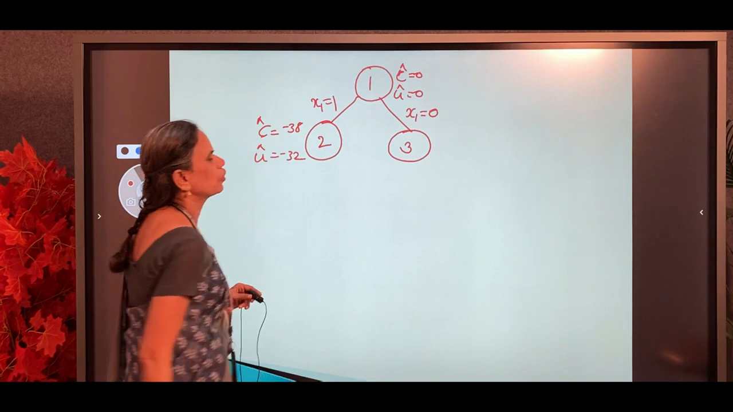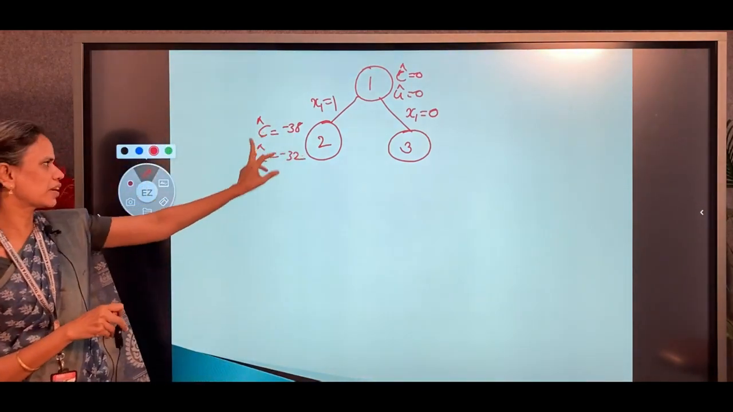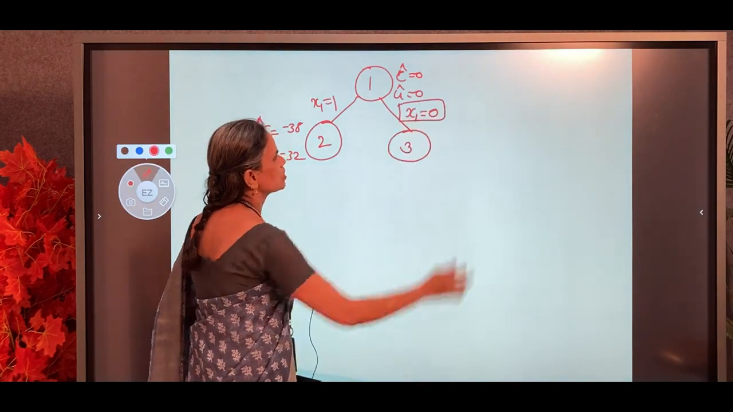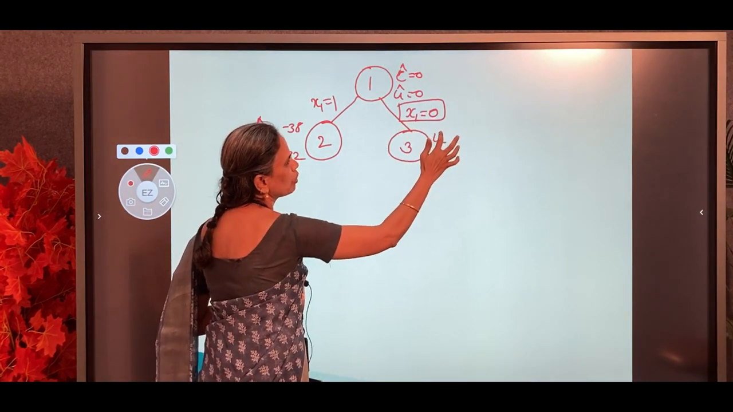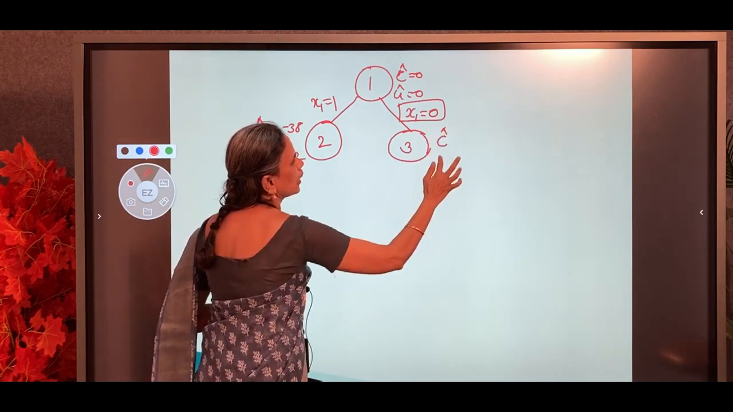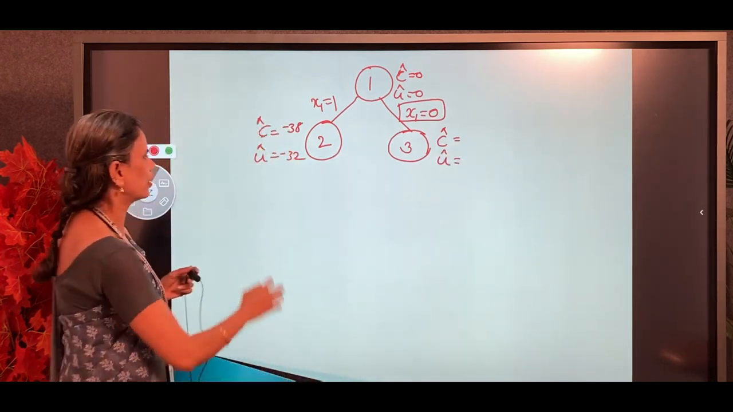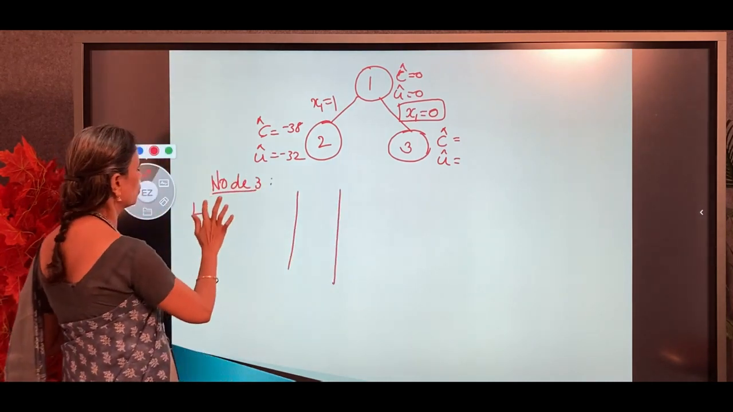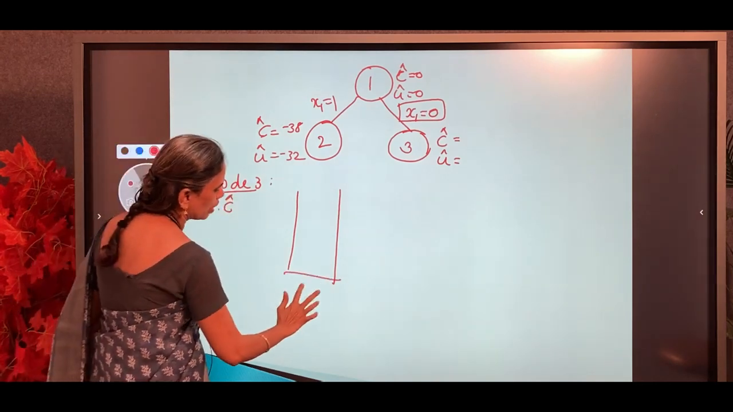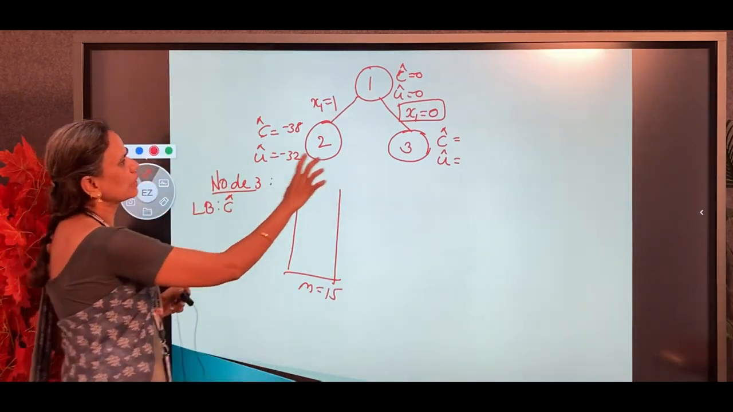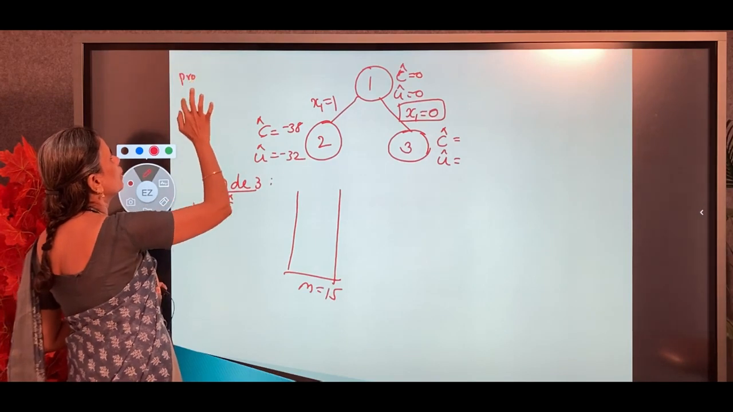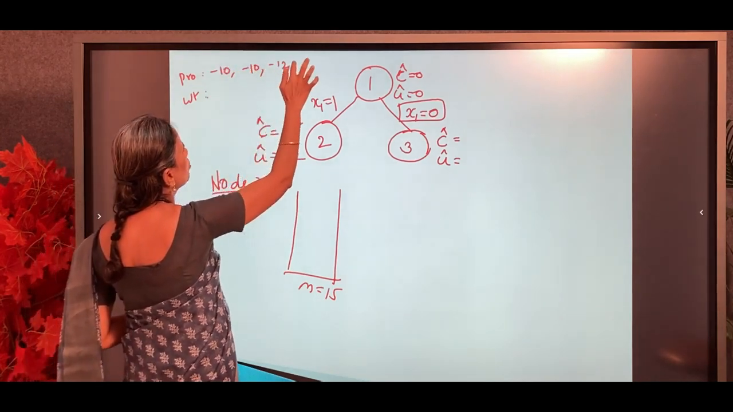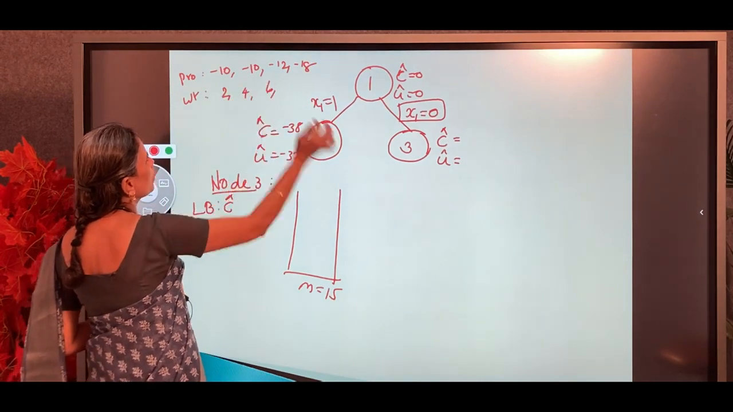Here we are including object 1, and by including it we got a lower bound of minus 38 and an upper bound of minus 32. For node 3 we are not including object 1, and we have to find both the upper bound and lower bound for this node. How are we going to find it for node 3? Again the same thing. To find the lower bound, that is C cap, we take m equal to 15. Since we are not considering object 1, the profits will be minus 10, minus 10, minus 12 and minus 18, and the weights will be 2, 4, 6 and 9.